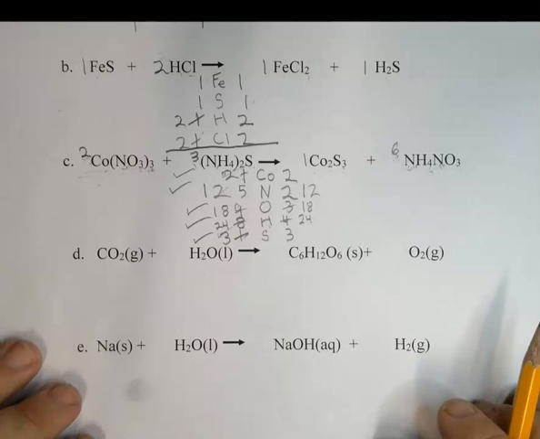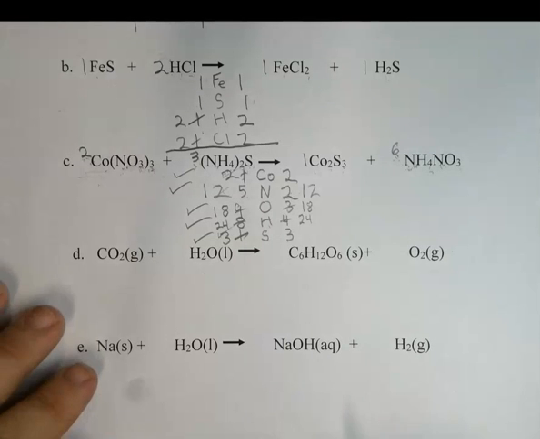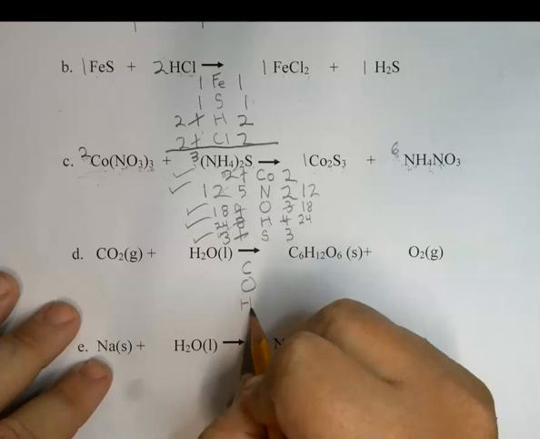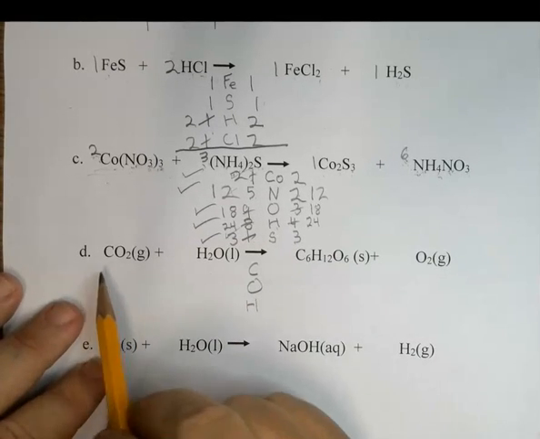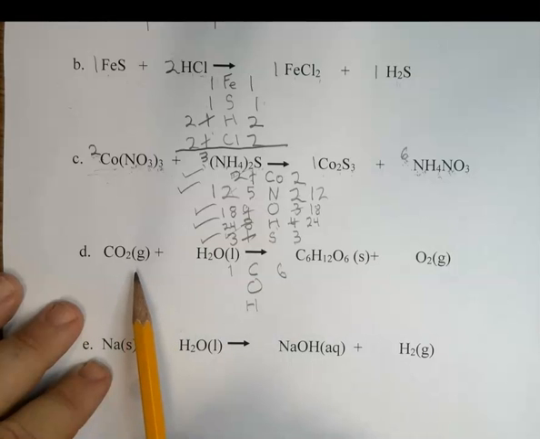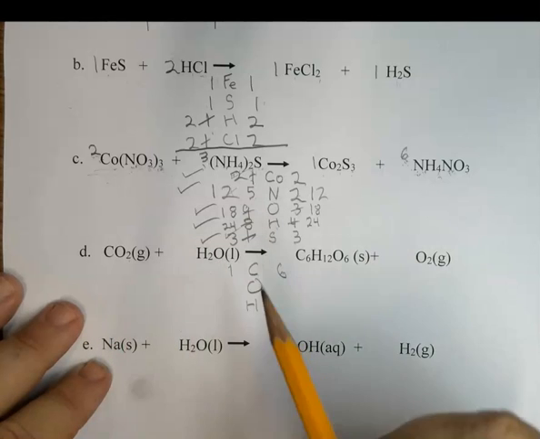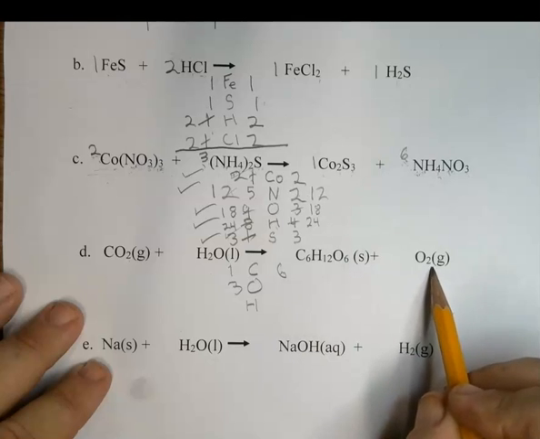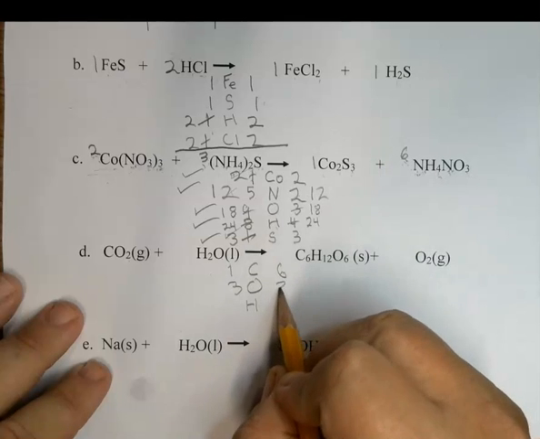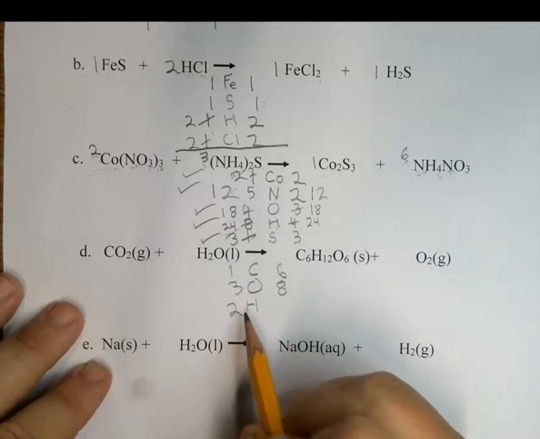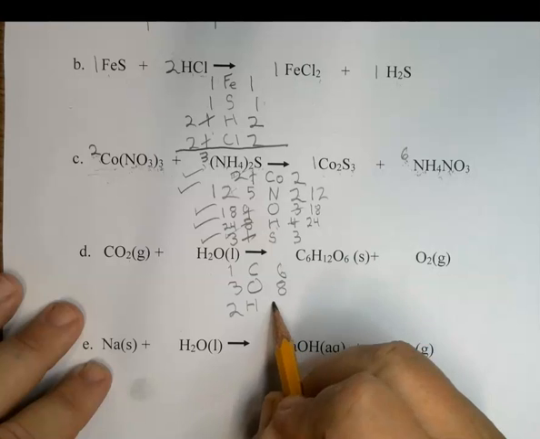All right, let's move on to the next one. And we're going to write down our elements, C, O, H. All right, let's count. We have 1 on this side. We have 6 on this side. Oxygens are all over the place. We got 2 here plus 1 more there is 3. And we have 6 here plus 2 there is 8. And we've got H2 here, so that's 2. And we've got 12 there.